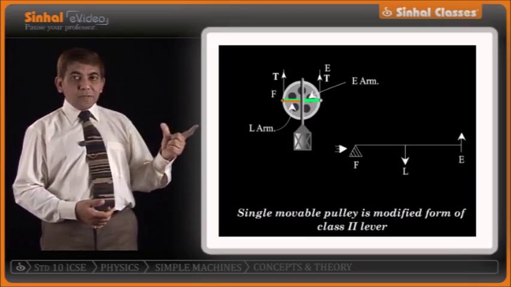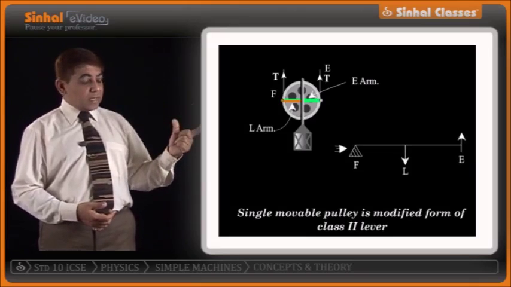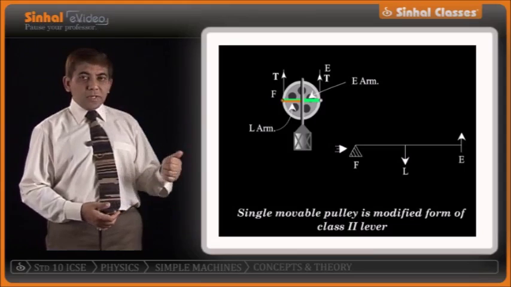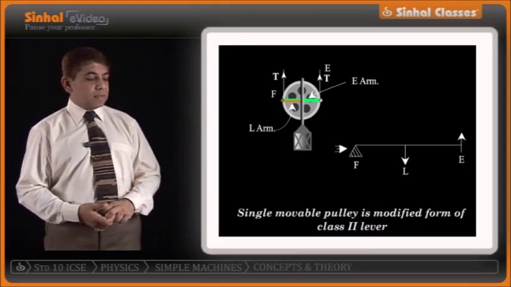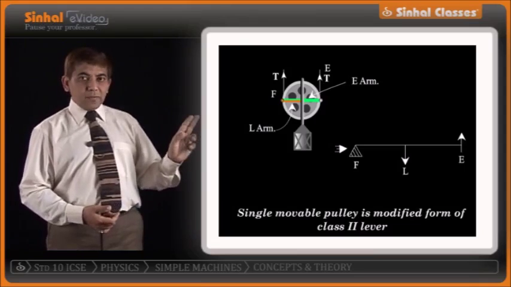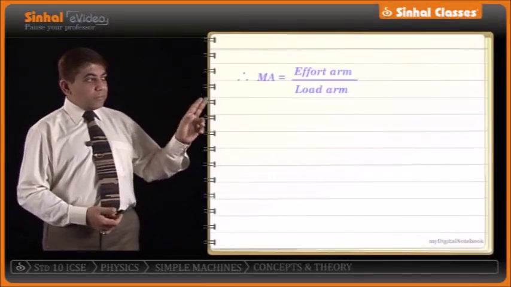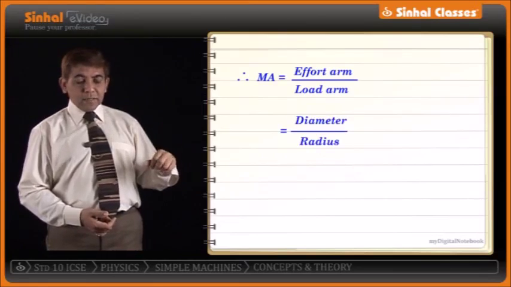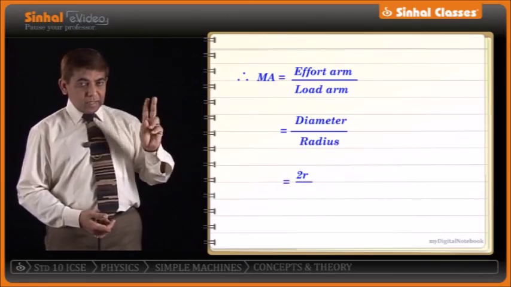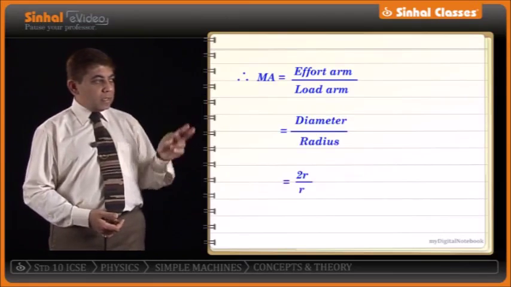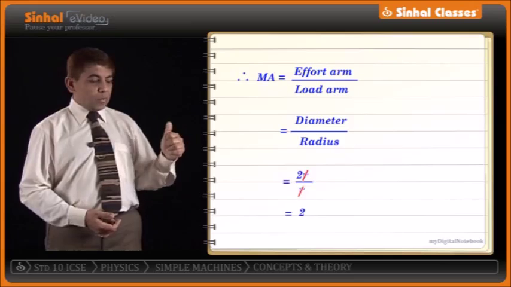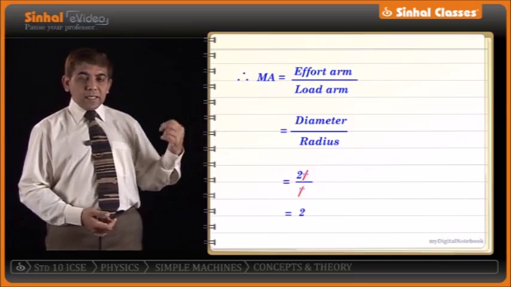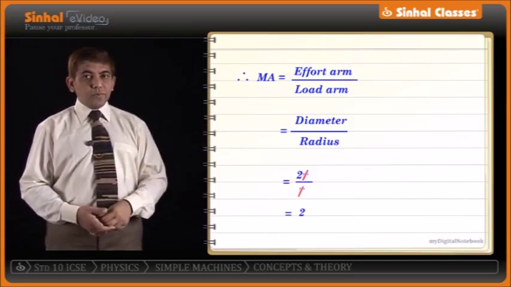So what is the effort arm in this case? The effort arm in this case is the diameter of the pulley, whereas the load arm distance is nothing but the radius. So we have the mechanical advantage in this case as effort arm upon load arm, that is diameter upon radius. Diameter is nothing but twice the radius upon radius. Radius cancels, so we are left with 2. So mechanical advantage for a single movable pulley is 2.